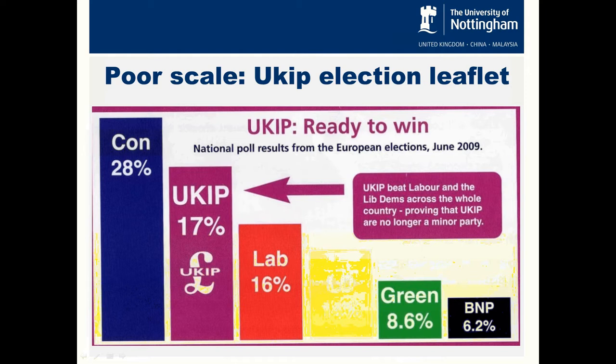So taking a genuine UKIP election leaflet, this was taken from the electionleaflets.org website, just look for a second at what the difference in the gap between Conservatives and UKIP, and then UKIP and Labour looks like. So there was supposed to be an 11% gap between the Conservatives and UKIP, and a 1% gap between UKIP and Labour, but those gaps look the same size. Now if you're making it in Excel, it's not actually possible to make it look like that.